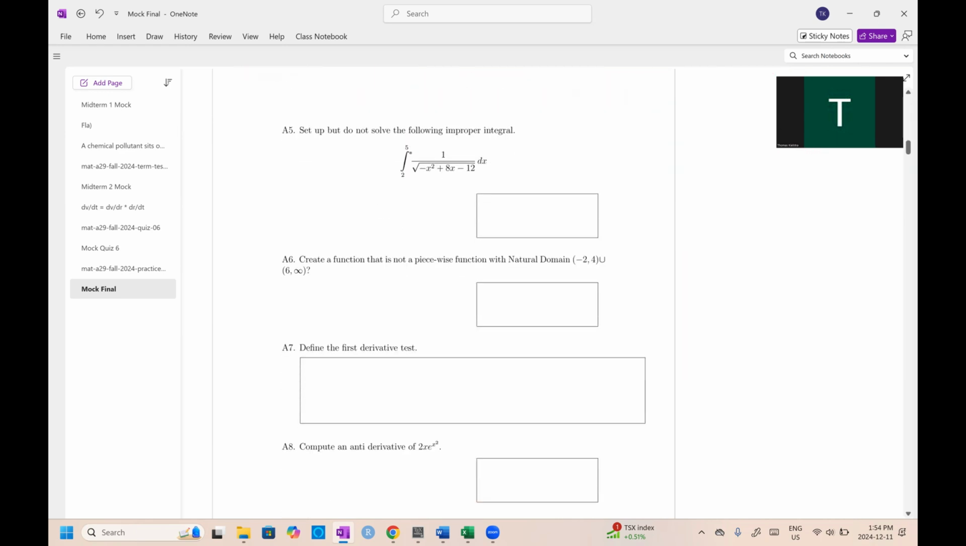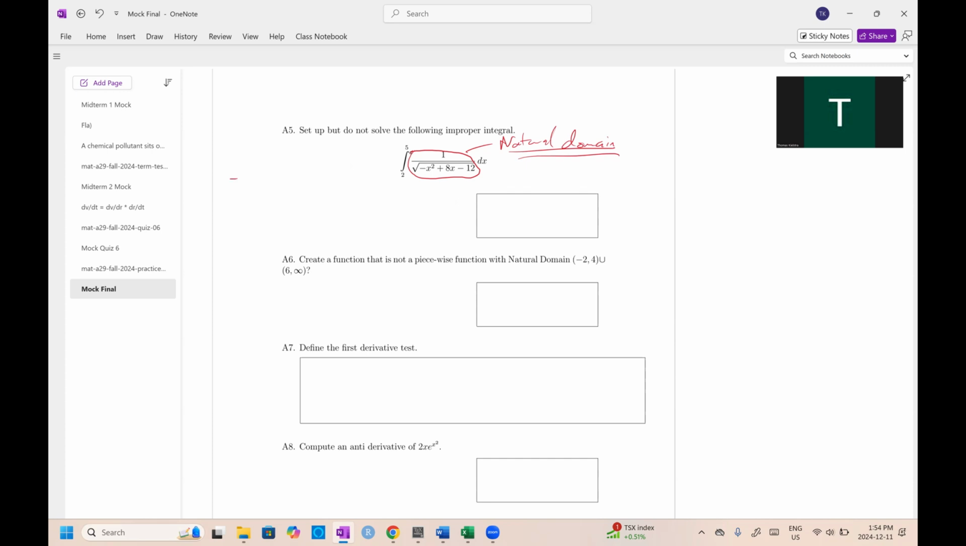Here, this is an interesting question. It says set up but do not solve the improper integral. What we mean by set up but do not solve, we have to figure out why this is an improper integral. And an improper integral is given from a domain constraint. So I'm going to determine the natural domain of this function. And to do this, I need to factor.